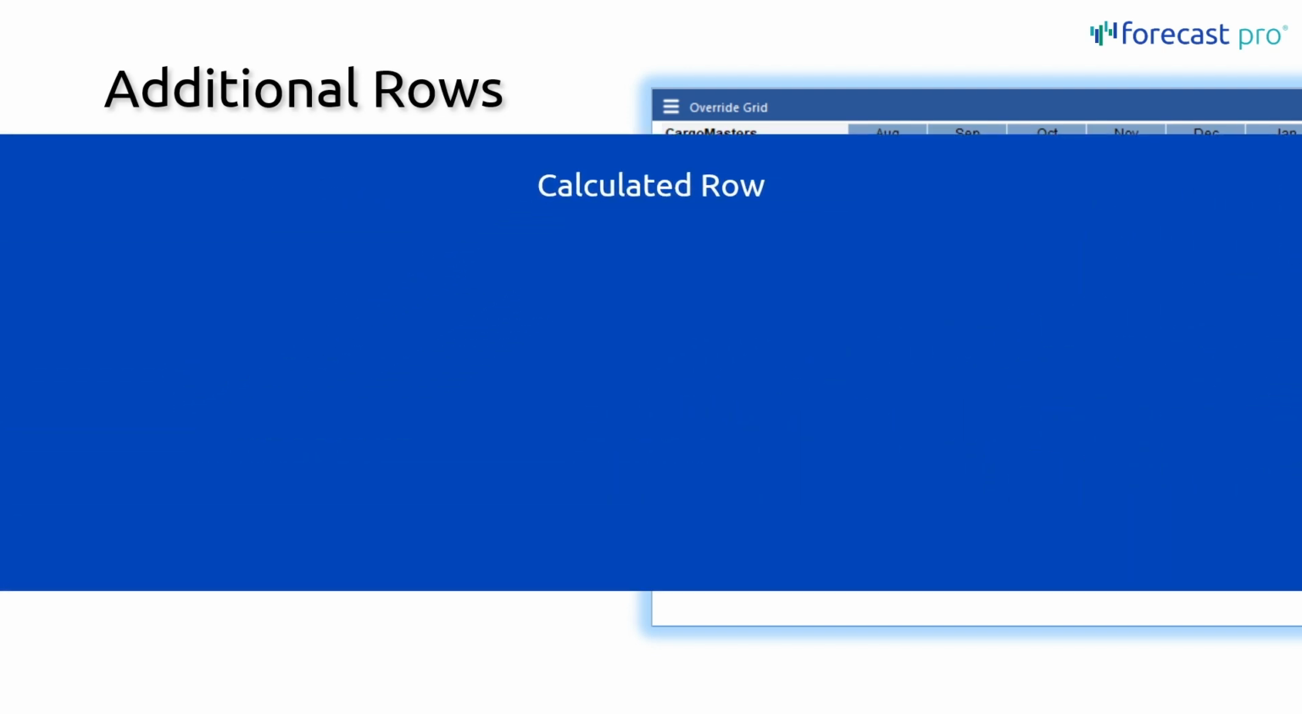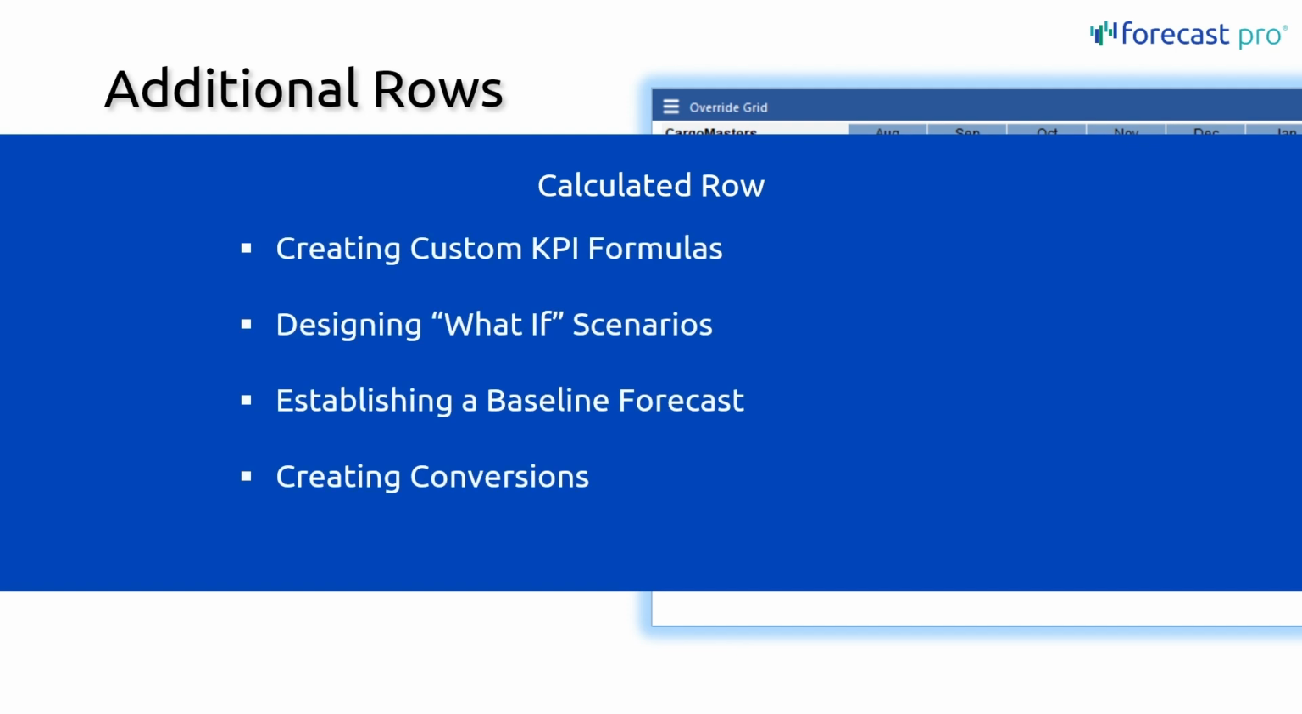And once we have all of this data in, we want to do a comparison between all of this information, and that's where the calculated rows come into play. With the calculated rows, we could create custom performance indicators if we wanted to. We could design what-if scenarios. We could use these to calculate alternative baseline forecasts, or we could even create our own custom conversions. There's lots of information here that we can compare any of these rows in the override grid to one another and create calculations off of them in this calculated row.